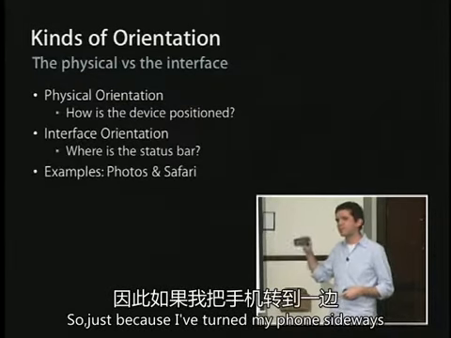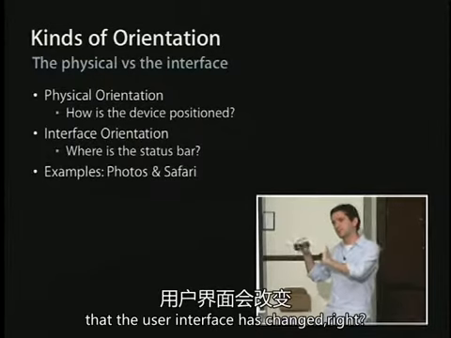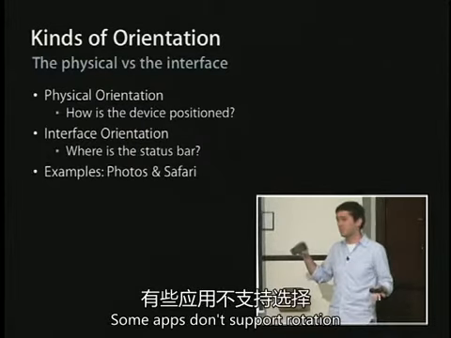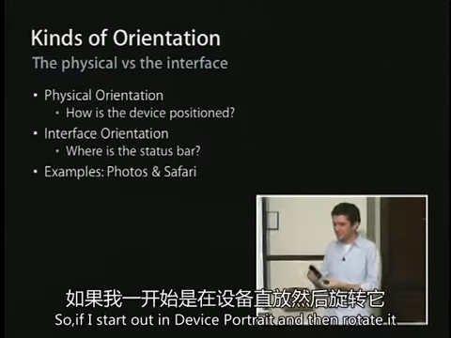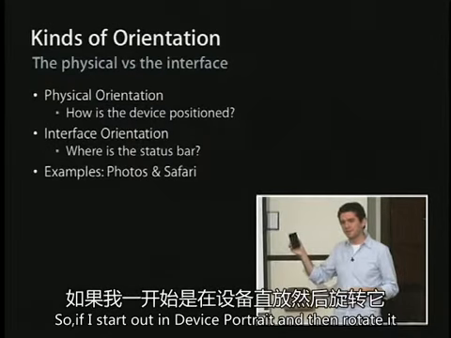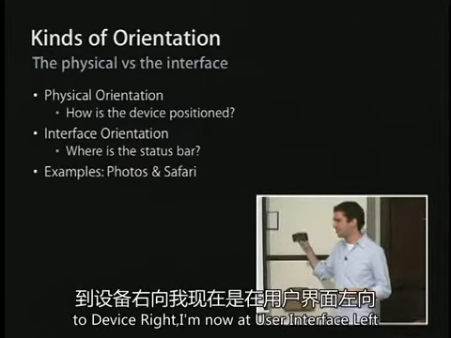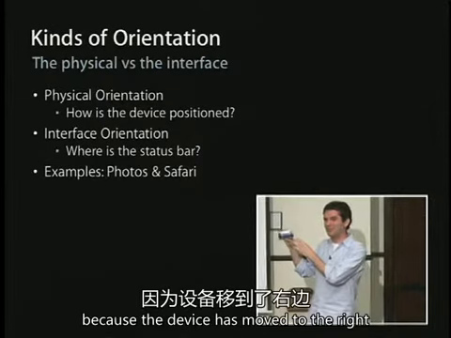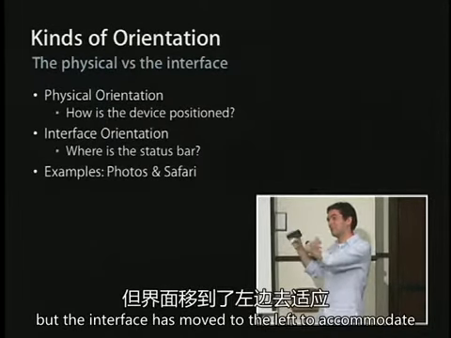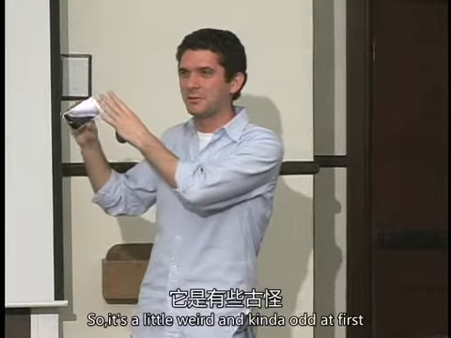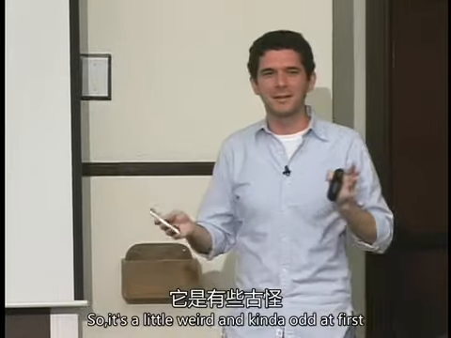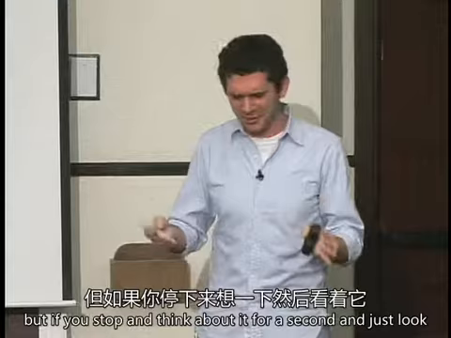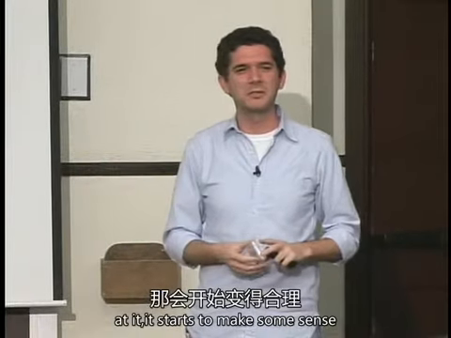So just because I've turned my phone sideways doesn't necessarily mean that the user interface has changed, right? Some apps don't support rotation. So if I start out in device portrait and then rotate to device right, I'm now at user interface left, because the device has moved to the right, but the interface has moved to the left to accommodate. So it's a little weird and kind of odd at first, but if you stop and think about it for a second and just look at it, it starts to make some sense.